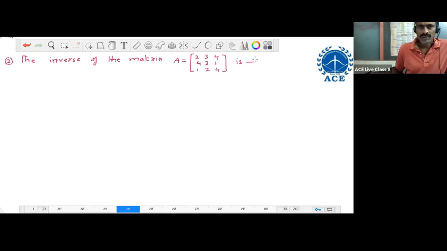Like the previous problem, here we are given a 3 by 3 matrix and we are asked to find its inverse only. The first problem was 2 by 2 only. Again, you have to check whether the given matrix is singular or non-singular. Now find the determinant of this matrix. To find the determinant of a 3 by 3 matrix, we can use method 1 or method 2, any one. Now tell me the determinant value.